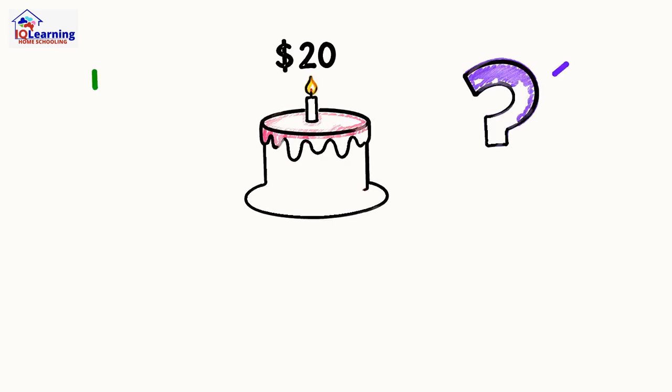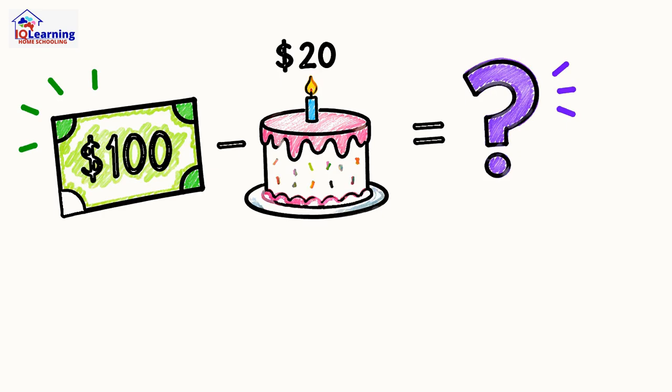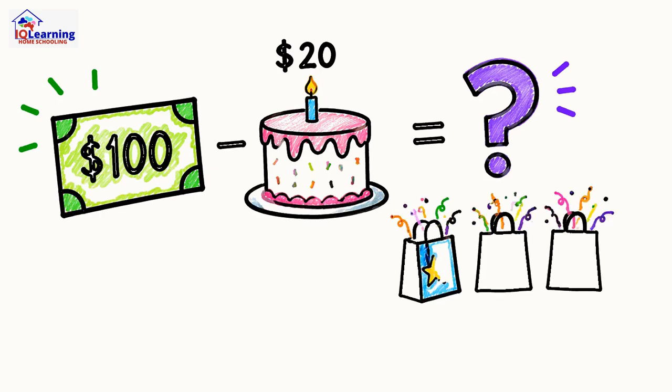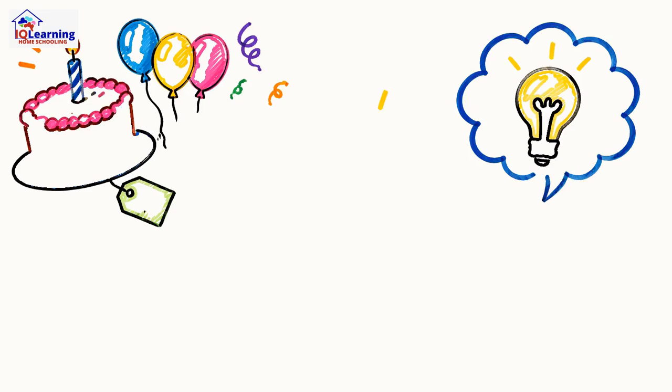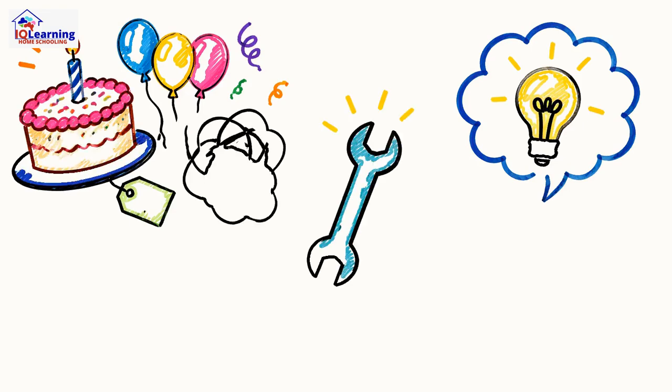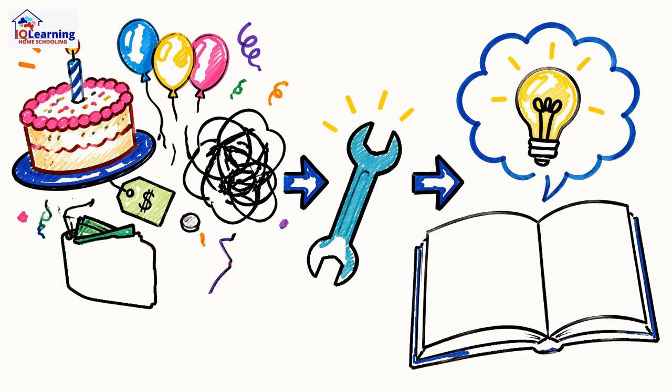Ever tried to figure out a real-world puzzle? Like, you have $100 for a party. You've already spent $20 on a cake. How many party favors can you afford if they cost $4 each? You could guess, or you could use a secret language that gives you the exact answer every time. That language is algebra. It's not just for math tests.